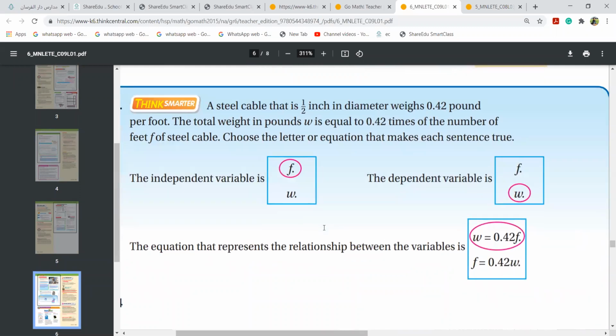Come on here. A steel cable that is half-inch in diameter weighs 0.42 pounds per foot. Every foot. We don't know how many feet there are. So F is the independent and the dependent is the weight. And the weight is 0.42 per foot. So 0.42 multiplied by F. Very simple, guys. They told you clearly 0.42 pound is given, so the pound cannot be independent. It has to be dependent. So independent is foot because they did not give you how many feet there are. So W equals 0.42F.